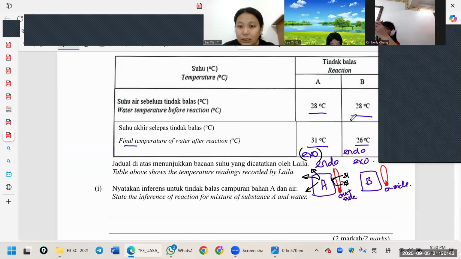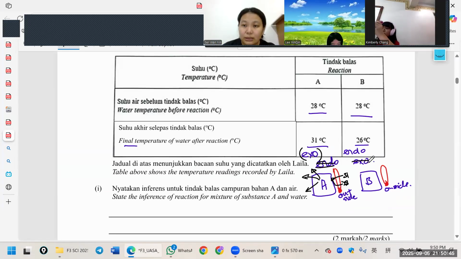So actually this is exo, this is endo, because the thermometer is outside. See this one, 28 then drops to 26, which means heat is absorbed by the water. So please draw this out. We always draw the thermometer outside.